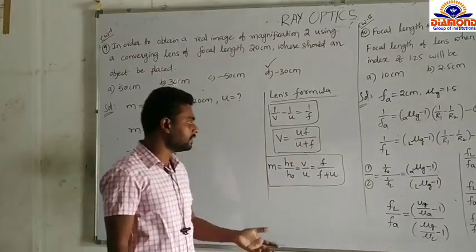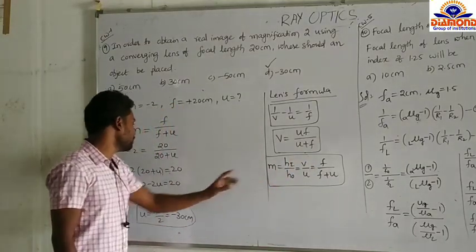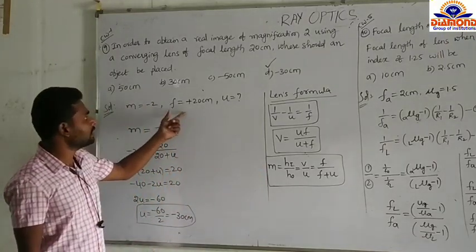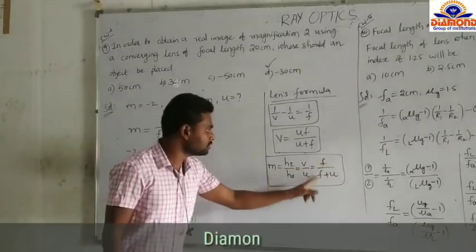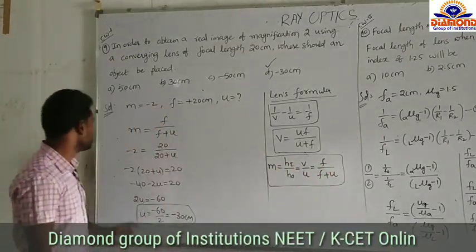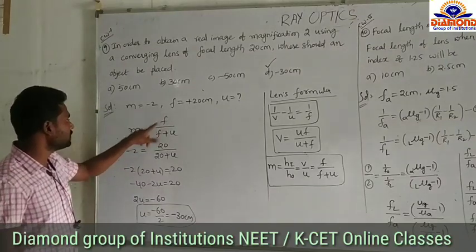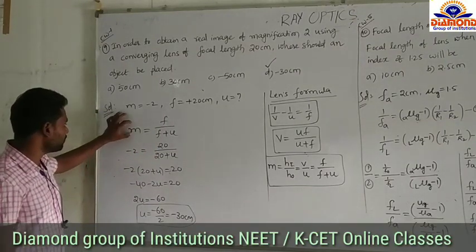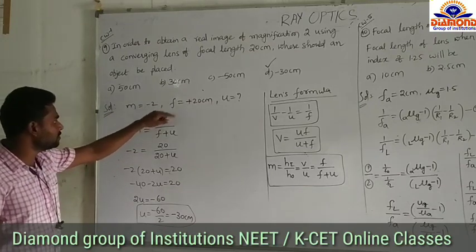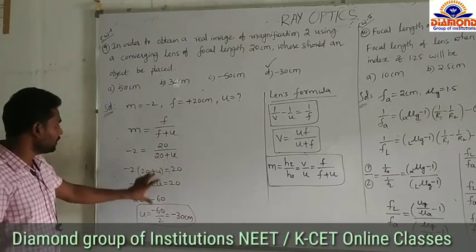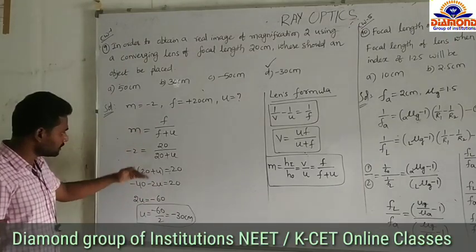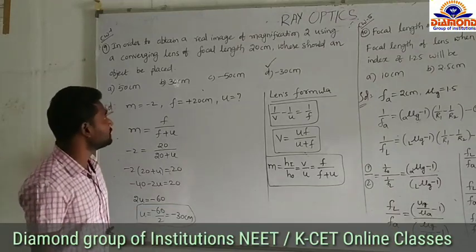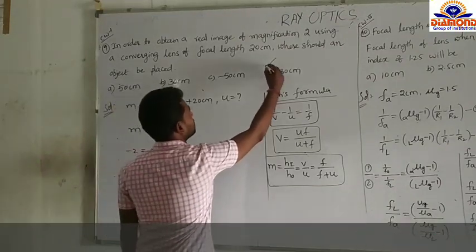Depending on the situation and the given data, we have to use the formula. Here, magnification is given and the focal length is given, and they are asking for the object distance. So this one is suitable: m equal to f by f plus u. I substitute the values: m is -2 and f is +20. Doing the simplification step by step, I got the object distance as minus 30 centimeters. So the answer is minus 30 centimeters.